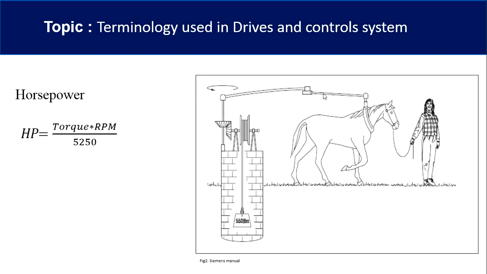So next is horsepower, the last one. As I already stated in the start, horsepower is nothing but torque into rpm divided by 5250. So this is actually a constant. So horsepower comprises torque as well as speed. rpm stands for revolutions per minute. So torque into speed divided by 5250.